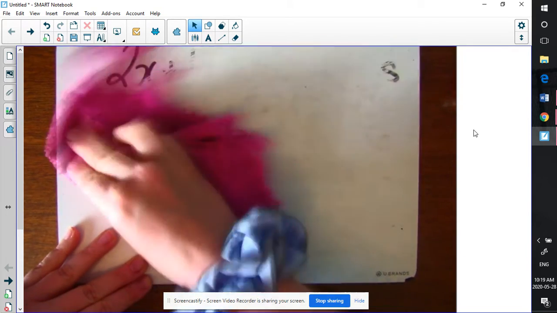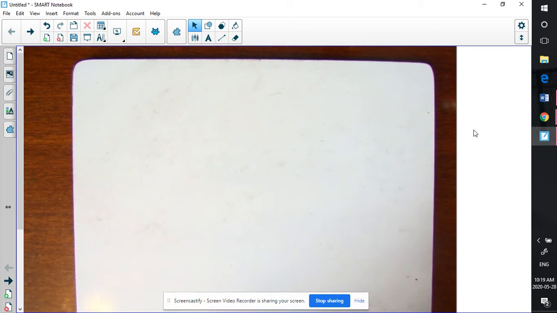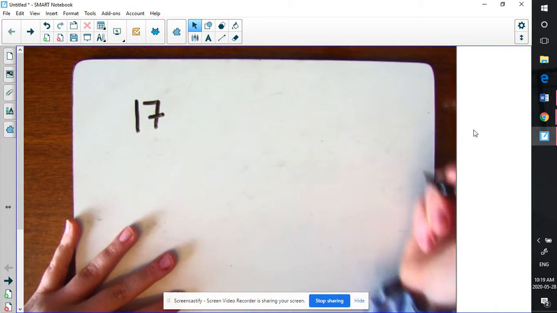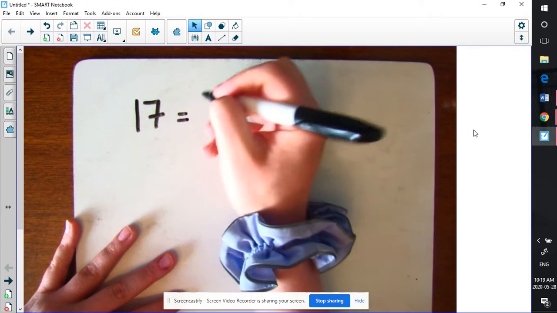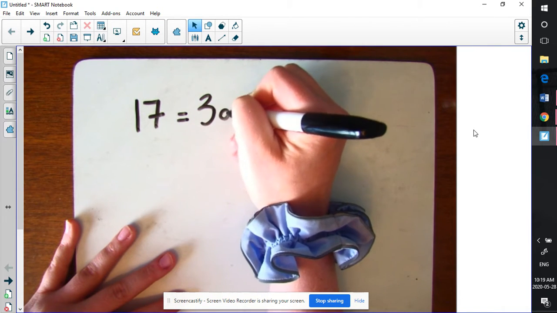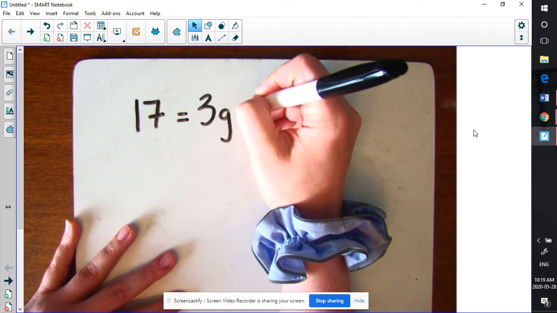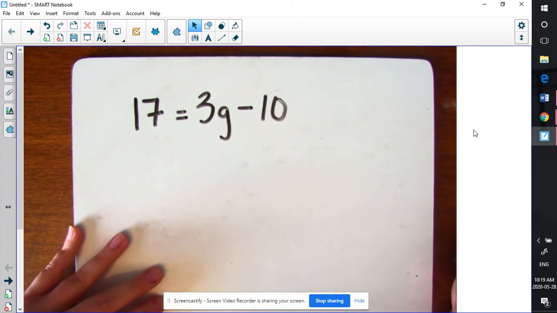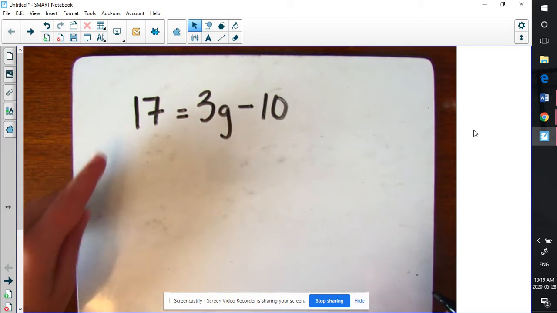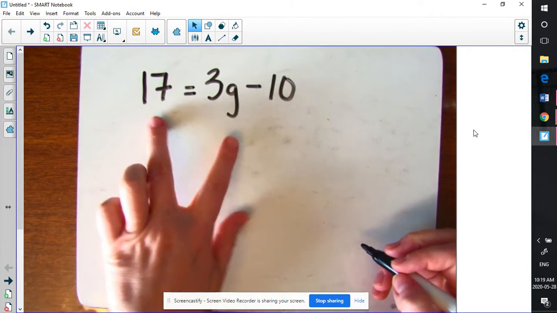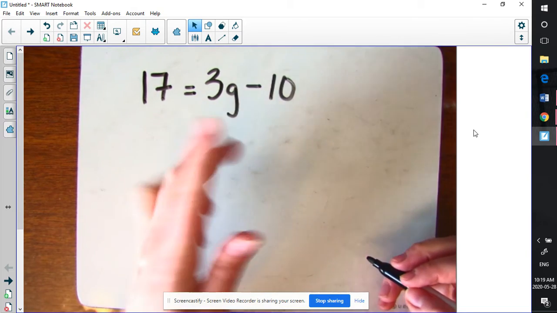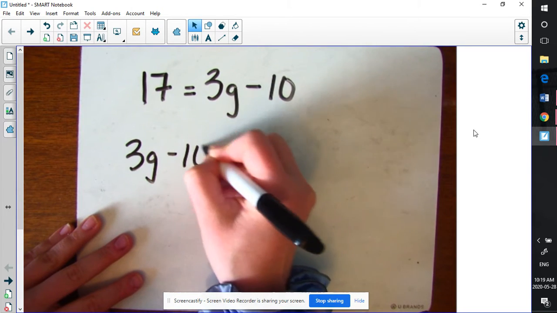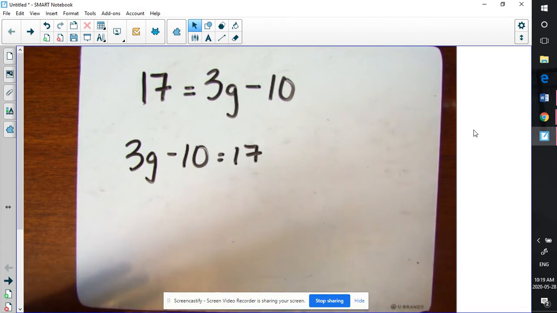Let's do another example. 17 equals 3G, let's say, minus 10. So this is another way that they could look. This is still a two-step equation. It's kind of like flip-flopped from the last one. Remember, with an equal sign, you can always flip things. So if you see this and it confuses you and you want to rewrite it as 3G minus 10 equals 17, you can absolutely do that.